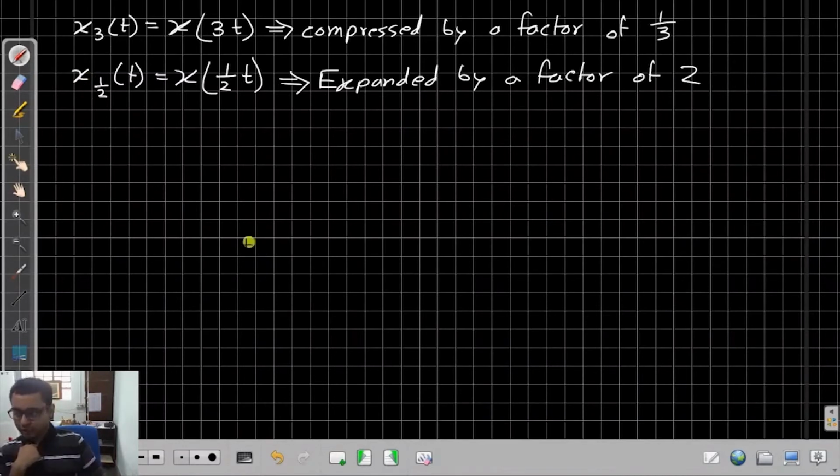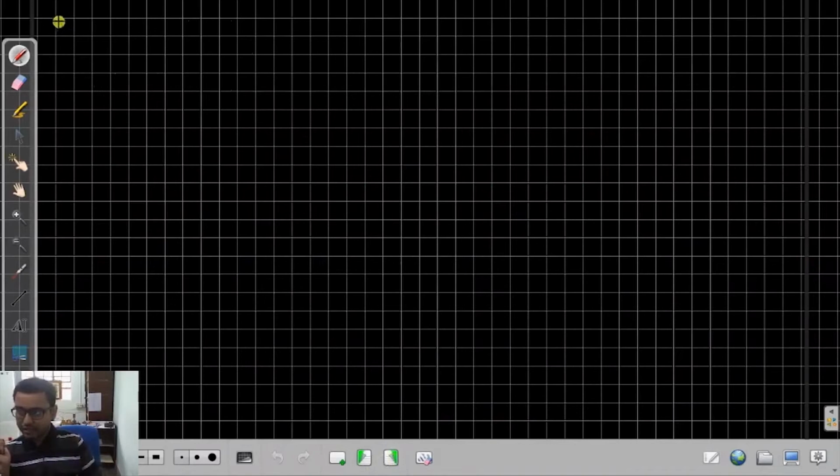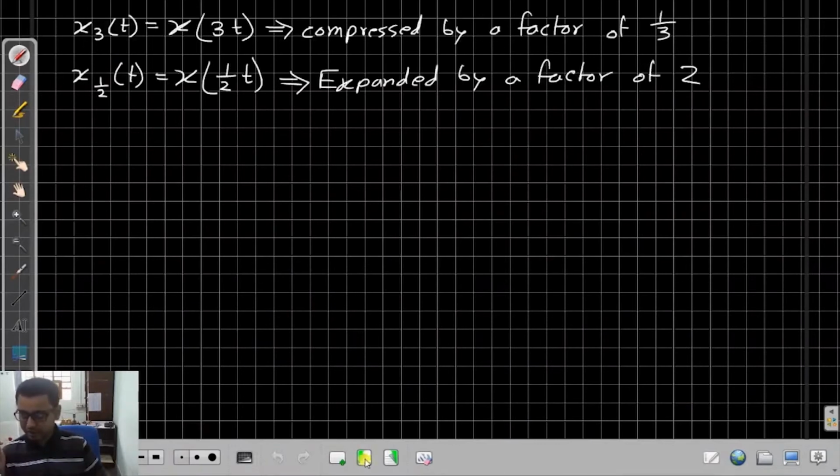Okay, now let us learn something new, and this is called time shifting. Suppose some function x of t is already given to us. Let me copy our previous function.